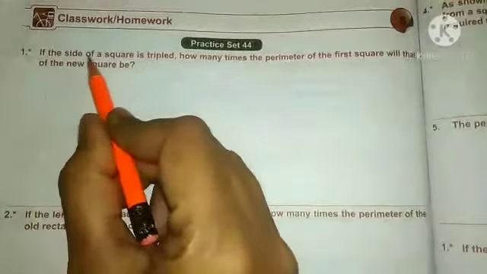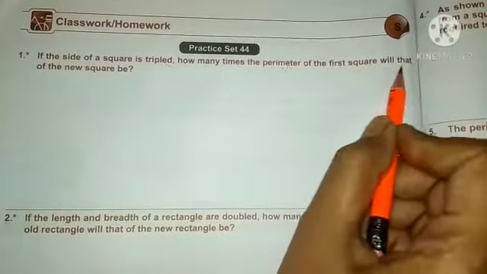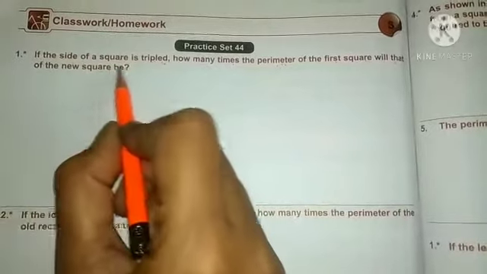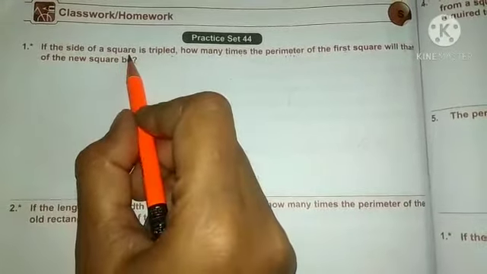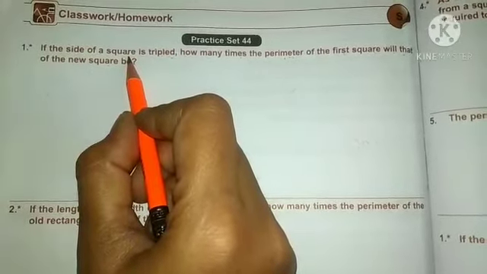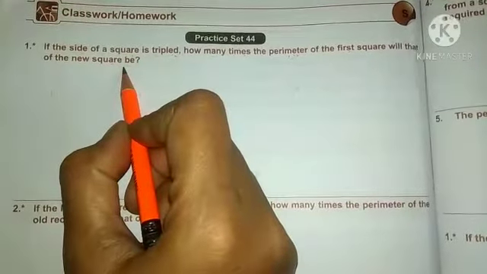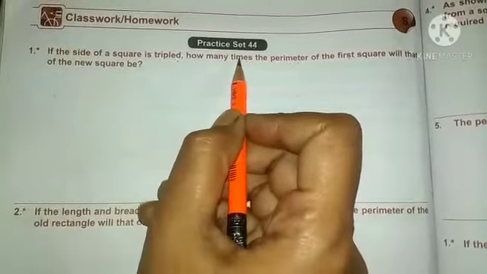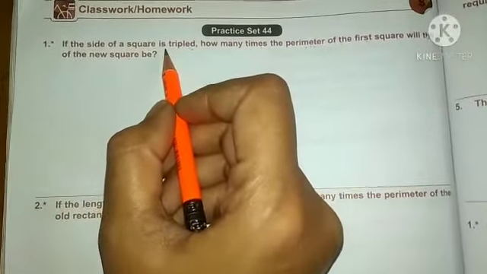Now let's see practice set 44. Question number 1. If the side of a square is tripled, how many times the perimeter of the first square will that of the new square be? Now here what is given? It is given that the side of a square is tripled. So we have to find out how many times the perimeter of the first square will that of the new square be. Clear? We don't know the side of the first square, and we don't know the side of the new square.